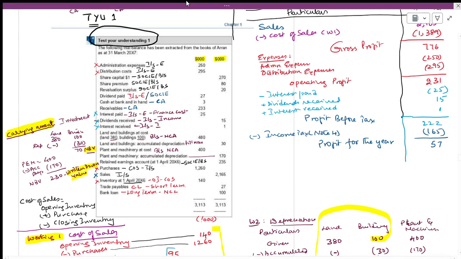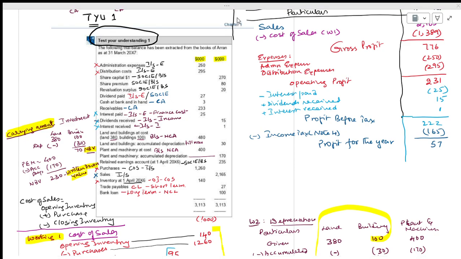Now the things will start. What do we have to do? We have to add other comprehensive income. Why are we saying other comprehensive income? There is a land value. We should not show land there. Now you will understand.